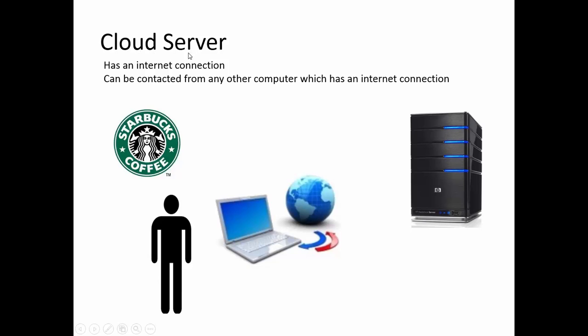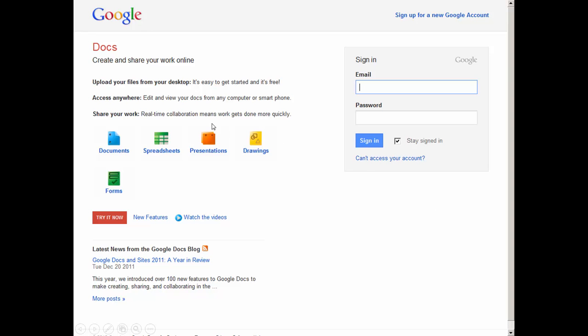Another form of cloud computing is to use a cloud server. A cloud server is a server which has an internet connection and which can be contacted from any other computer which has an internet connection. So you could be at Starbucks having a cup of coffee, working on a file, and you could save it up to a cloud server. And then you could go home later on from a different computer and you can still access those files on the cloud server. Google Docs is a perfect example of a cloud server.